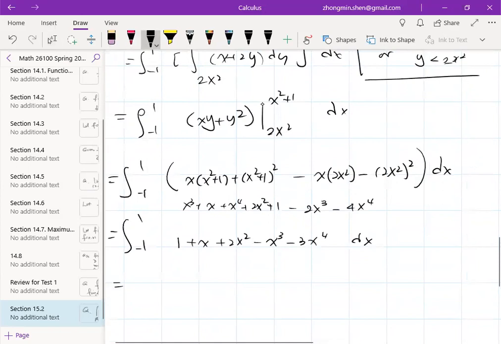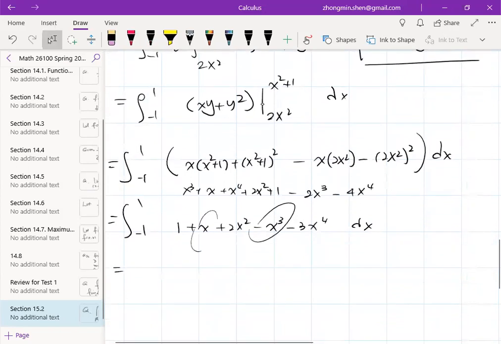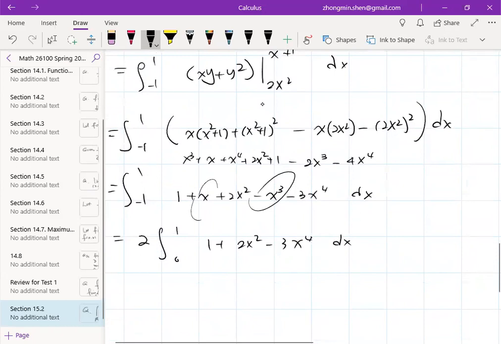Another trick you have to pay attention to is even functions. If an even function is integrated over an interval from negative to positive, that part is canceled out. So you really don't need to worry about those terms. The integral of x cubed from negative to positive will be 0, because this is an odd function. All you have to do is, I can even just put 0 to 1 here: 1 plus 2x squared minus 3x to the 4th. That's the trick, okay? So that saves you time and also avoids mistakes.